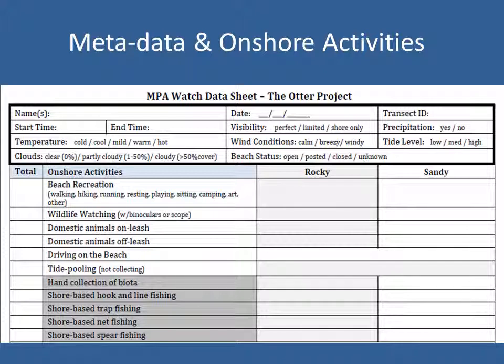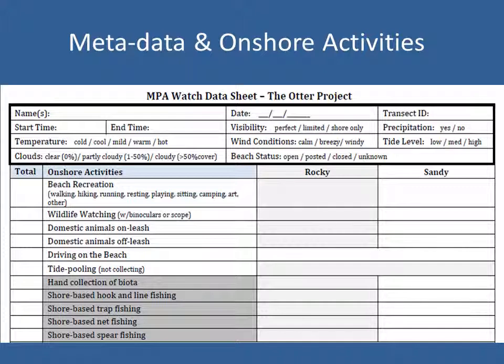All descriptions of activities are written on the quick activity reference guide available on the Meetup. Beach recreation is essentially A1A or A2A. You will have more tally marks here than most other sections. Wildlife watchers need to be actively engaging with a spotting scope or binoculars, or overtly pointing at wildlife. Domestic animals, off and on leash, are typically dogs. Please note animals that are not dogs in the comments section.